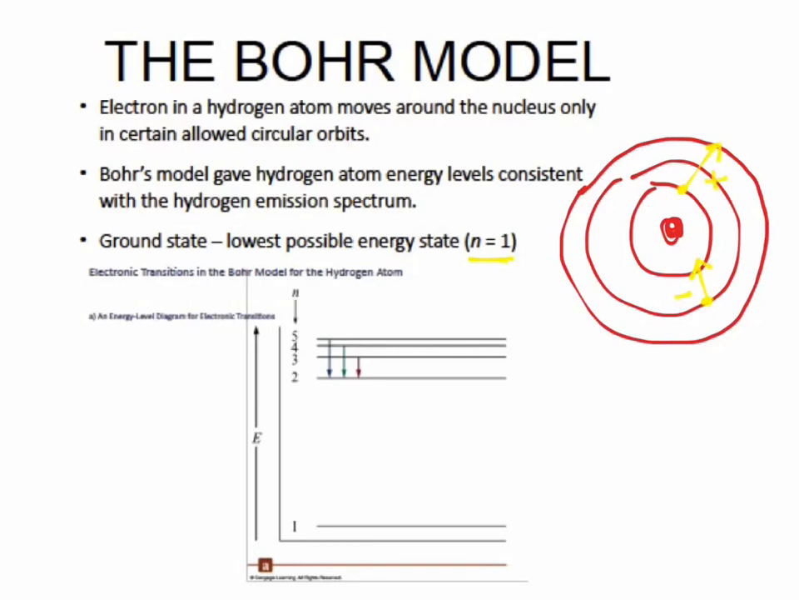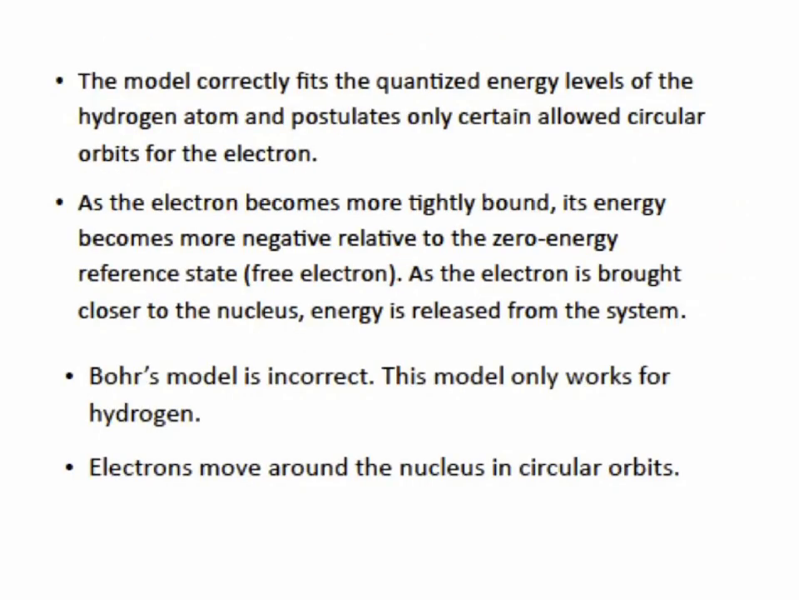Questions? So why is this important? This is only postulates for circular orbits of the electron, but what we know is the electron is more tightly bound. As we get in closer to the nucleus, energy is being released from the system. This only works for hydrogen because electrons are moving all around the nucleus in circular orbits or orbitals.